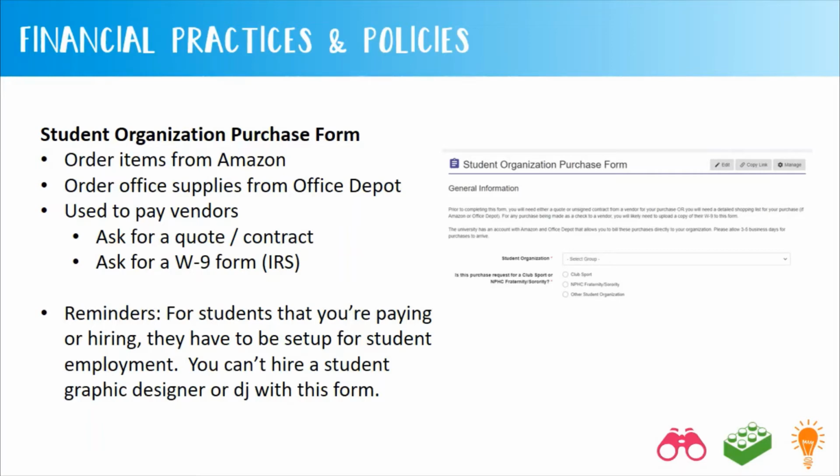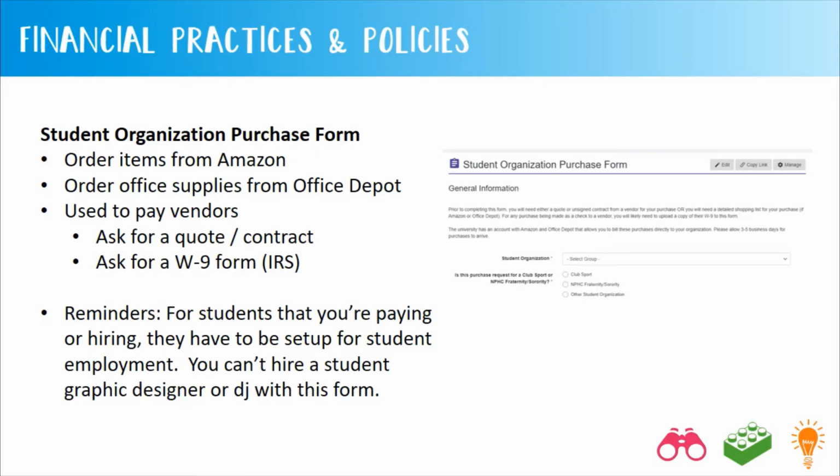So as you start the form, it will ask whether or not you are interested in making an order with Amazon, Office Depot, or trying to pay a vendor. And if paying a vendor, you'll need to have some sort of a quote or contract that shows proof of what we owe the vendor.